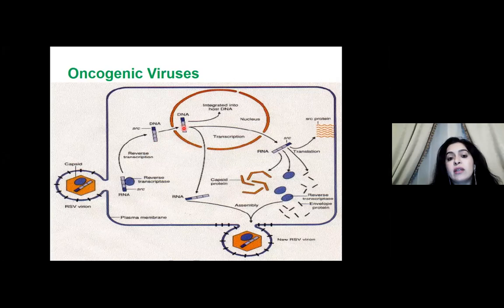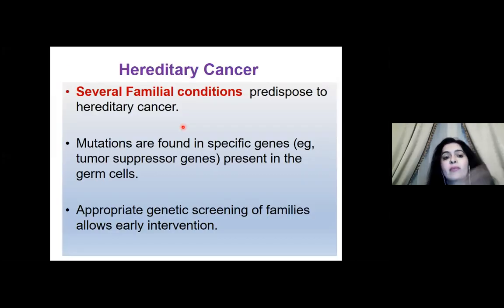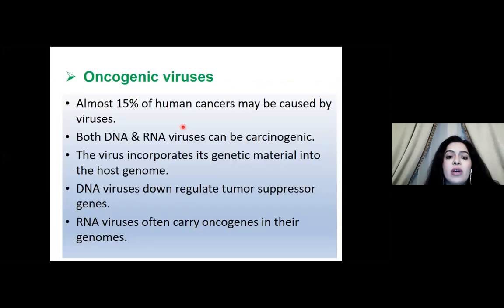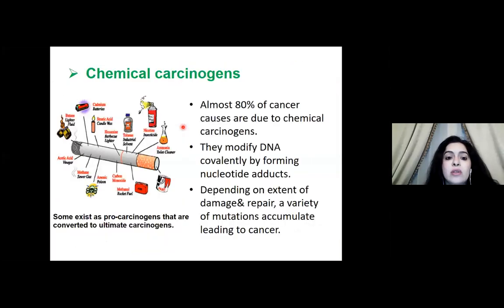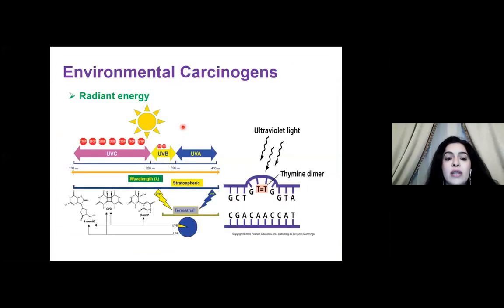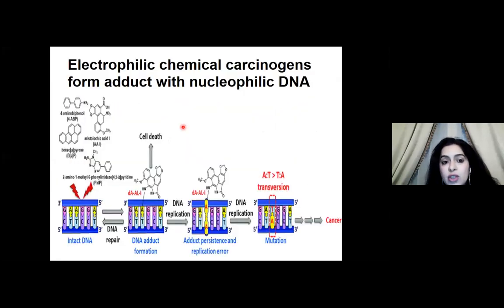When a viral genome is integrated in the DNA, like I just said, it can either carry an oncogene, like an RNA virus, or it can cause an inhibition of a tumor suppressor gene, like a DNA virus. These were the main causes, or the main carcinogens, which can cause genetic damage: environmental carcinogens.